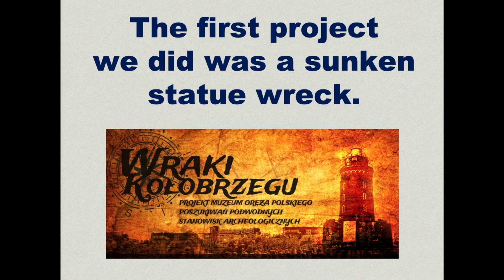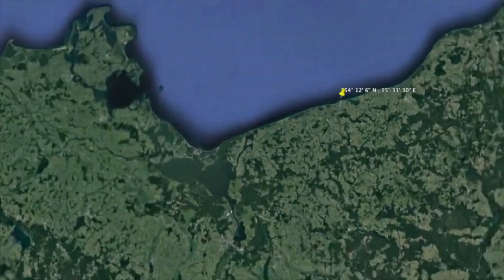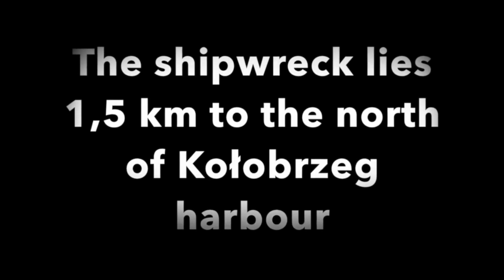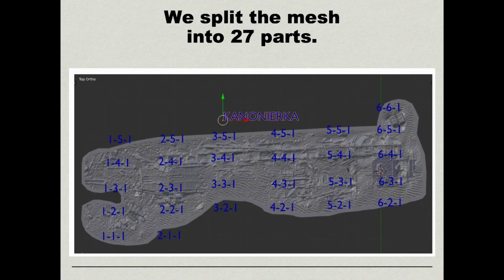The first major project we realized was Wraki Kolobrzegu. There are 7 sunken ships around our city. In 2005, divers scanned the wreckage of one of them. After receiving this scan, we started to work. We divided the entire mesh into 27 elements.